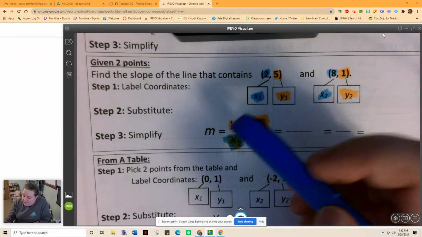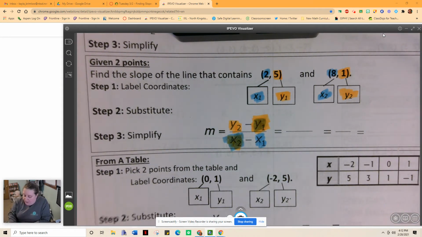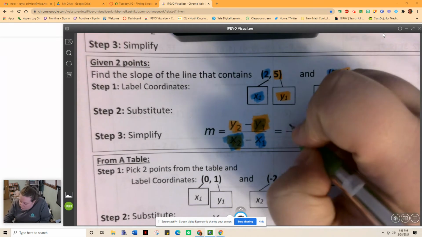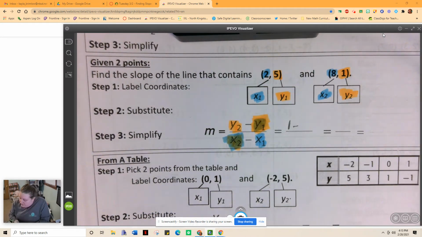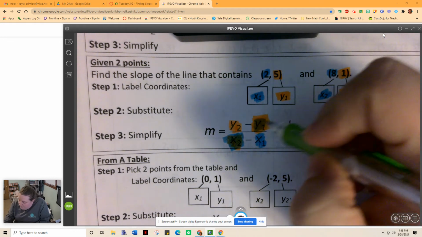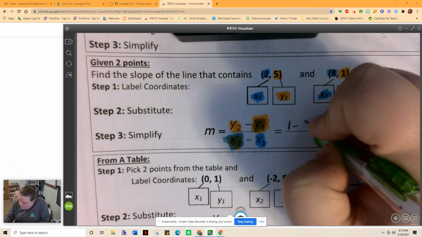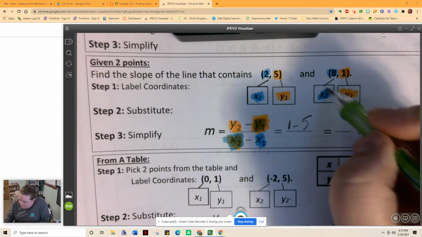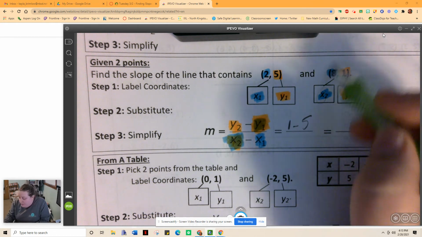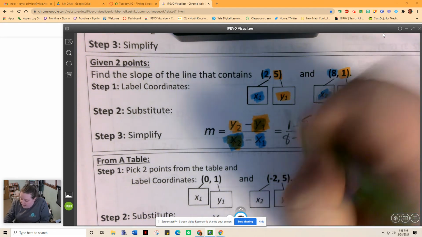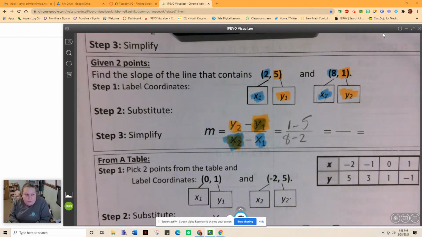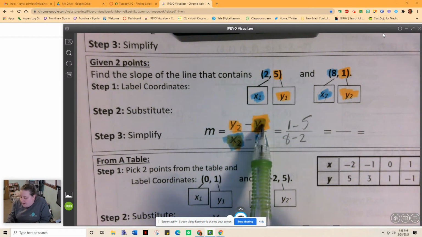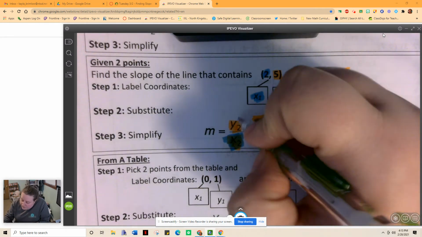So in this case, they've said y2 is going to be 1. So we're going to do 1 minus, okay? And then whatever y1 is, which is 5. And then we have to go back to this ordered pair and start with 8 and then minus 2. Okay, so once again, y minus y over x minus x.